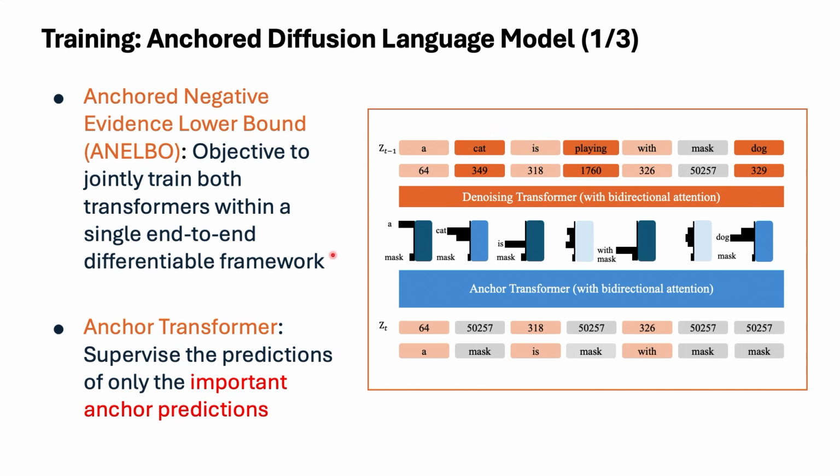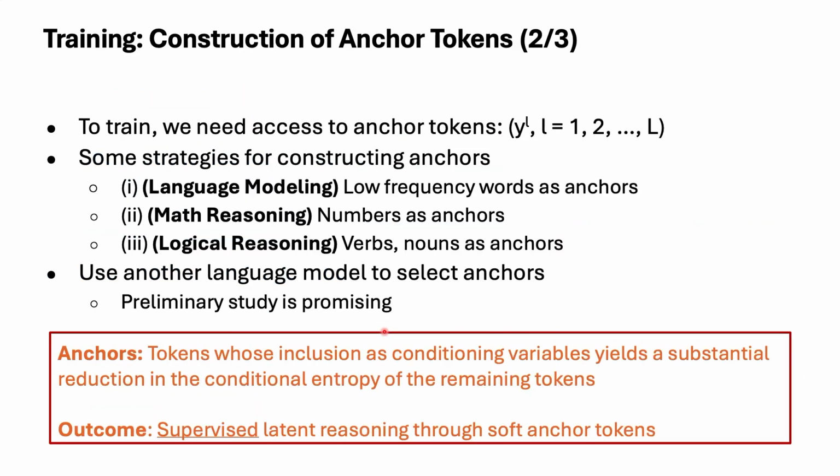And so the key ideas are the following. You want to create a loss function which can train both the denoising and the anchor transformer in a single end-to-end differentiable framework. That's one thing. And the second is to supervise this thought. And the supervising is based on important anchor predictions. So how do you do this?